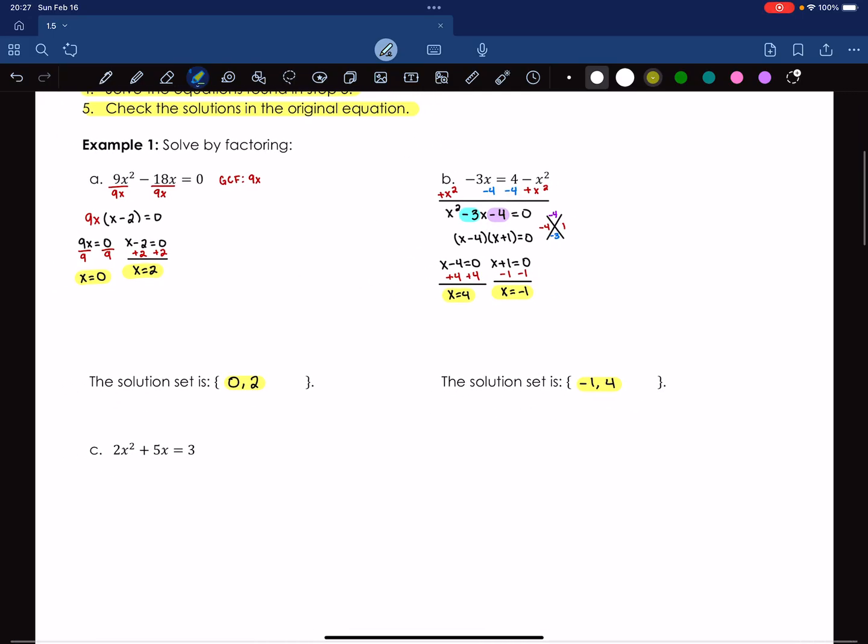It does not matter the order. You can also take these solutions and plug them back in for the x one at a time, and it should work out. So if you plug them in, the left side should equal the right side, and you would plug them in for every x. So one number first and then the second number.